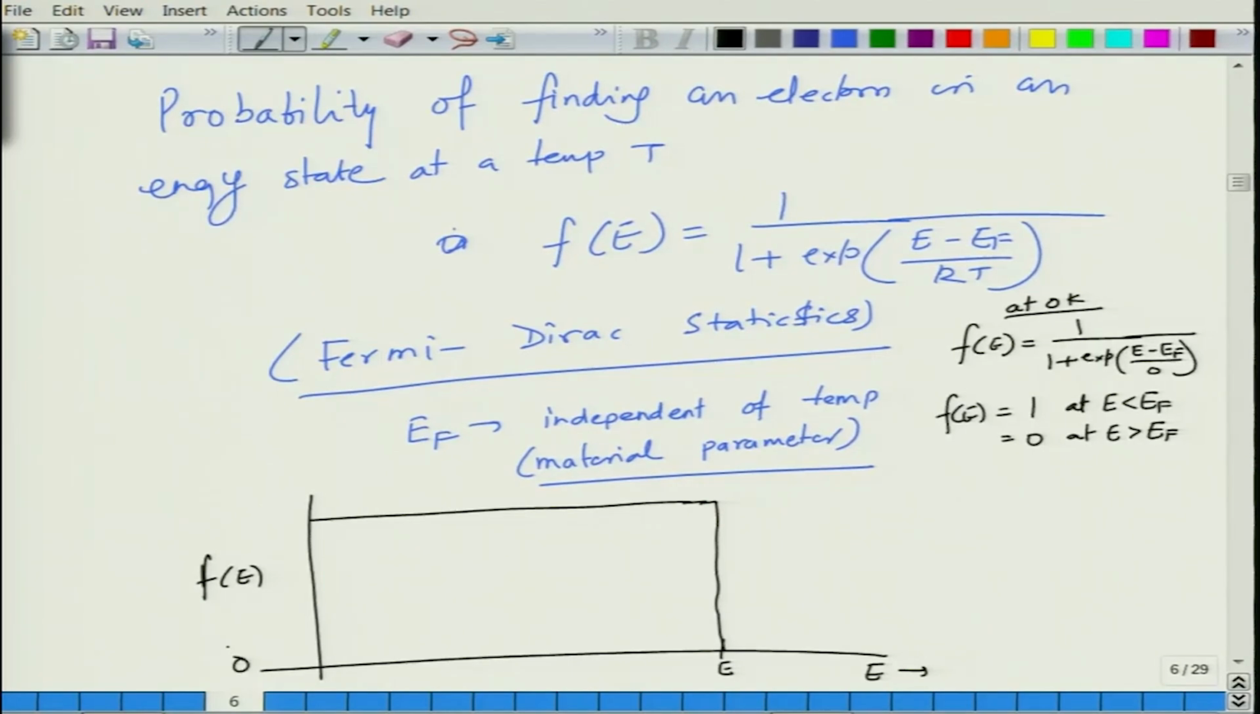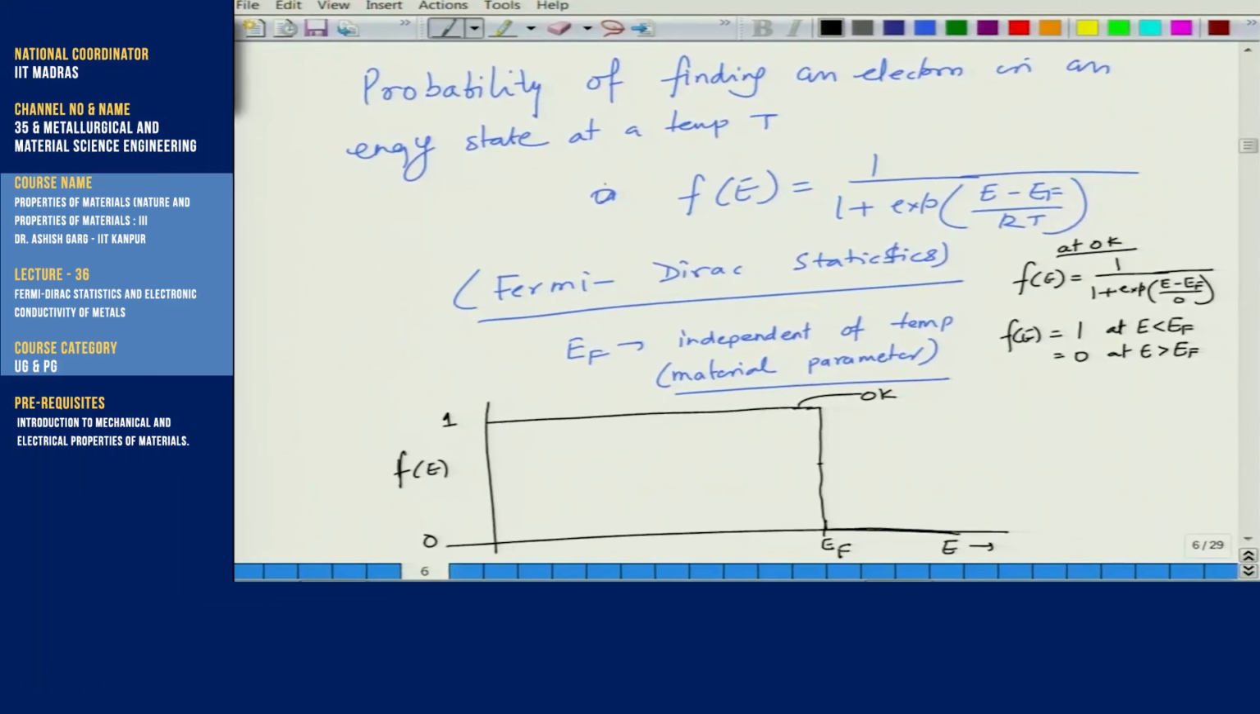So this is 0, this is 1. At 0 Kelvin, all the energy levels below Ef are filled and all the energy levels above Ef are empty, and the probability at Ef is defined as 0.5. Okay, that we will see. What happens as you increase the temperature?